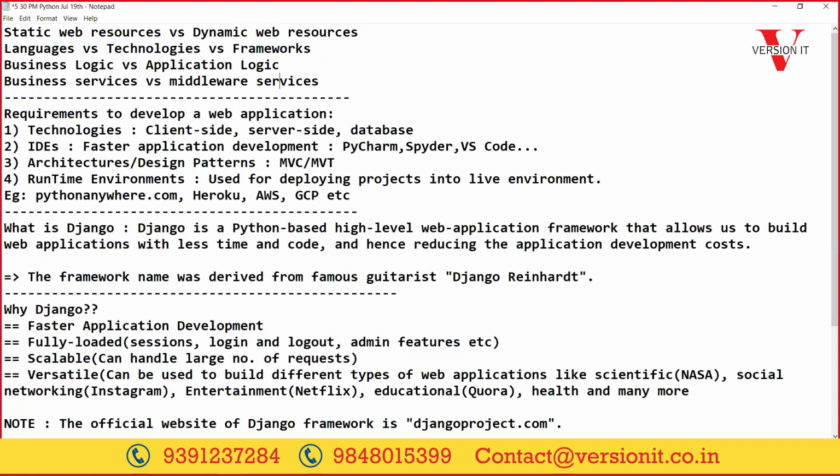Similarly, primary logic versus secondary logics. Primary logics, we call them business services. Secondary logics, we call them middleware services or aspects. So this is what we discussed yesterday.